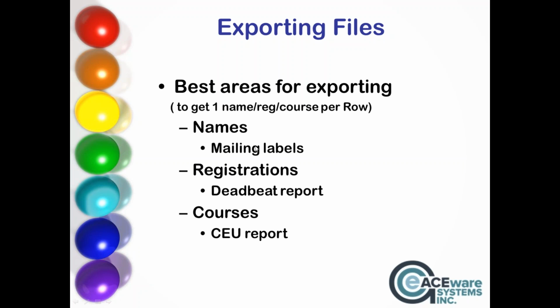But for name information, I would point you to mailing labels, because in the mailing label area, you only have one name per row, so that you would have a non-duplicated set of names coming out of that. For registrations, where you say, I want to show all registrations that have certain criteria, deadbeat reporting area is probably the one I'd point you to. And again, if you're exporting courses, the CEU report area is the one that I'd suggest as the place to start. And then, of course, you may need to negotiate with your tech if you've got some other kind of unique needs.